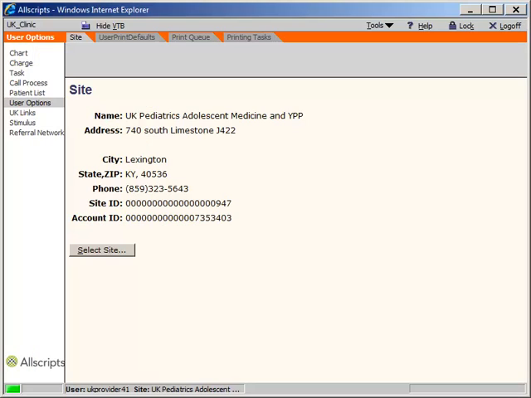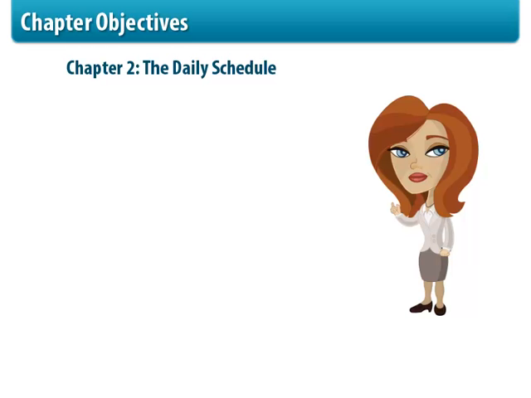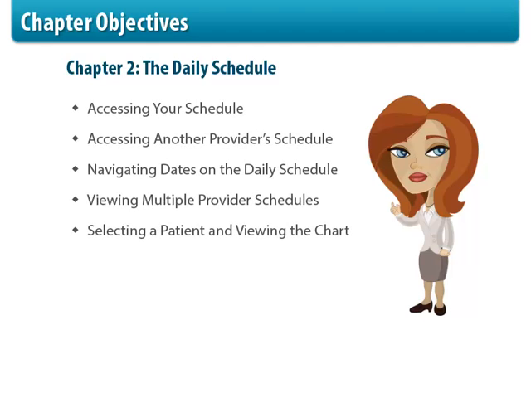To return to the daily schedule, click Chart on the VTB. In the next chapter, we will show you the daily schedule. This chapter will introduce you to the daily schedule in AEHR. We will discuss how to access your own schedule of patients as well as how to access other providers' schedules. We'll also talk about how to look at the schedule for dates other than today and show you how to view multiple providers' schedules. Finally, we will discuss multiple ways to select a patient and view their chart.